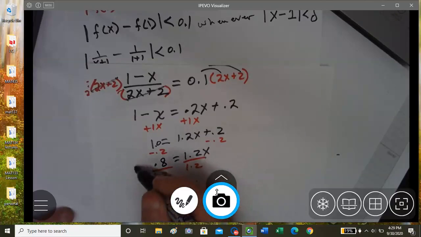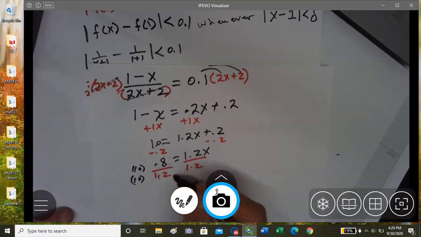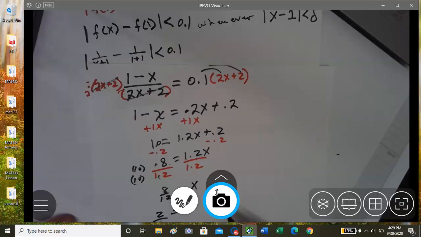Well, if we multiply both sides times 10, right? I mean, multiply the numerator and denominator times 10, right? We move that decimal point. So that's 8 over 12. And 4 can go into both. So 4 goes into 8, that's 2. 4 goes into 12, that's 3. So we get x equals 2/3.